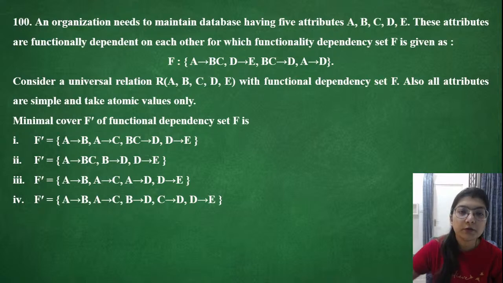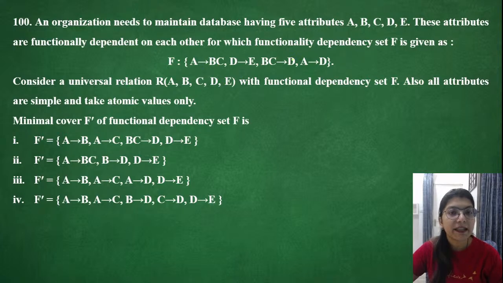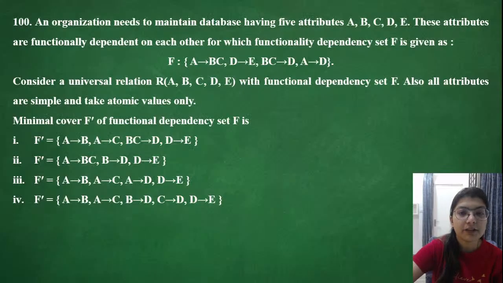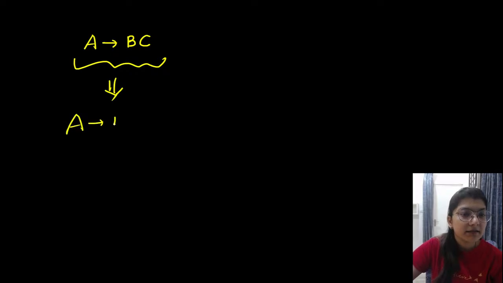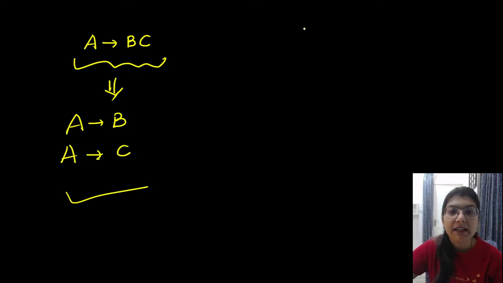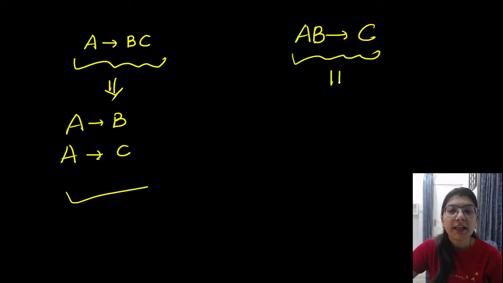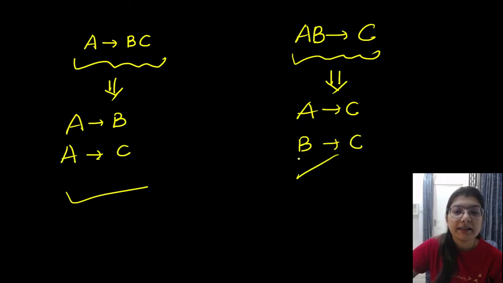Okay, so how do we do this type of question? The first thing we will do is break the functional dependencies. Always remember one thing: if your functional dependency is of this type, A determines BC, then I can write this as A determines B, A determines C. But if your functional dependency is of type AB determines C, you cannot write it as A determines C and B determines C. This is not correct.